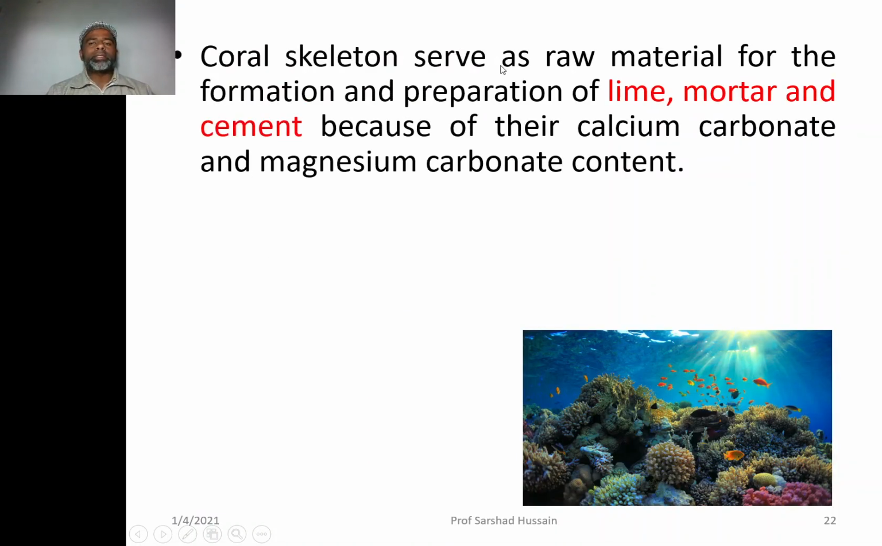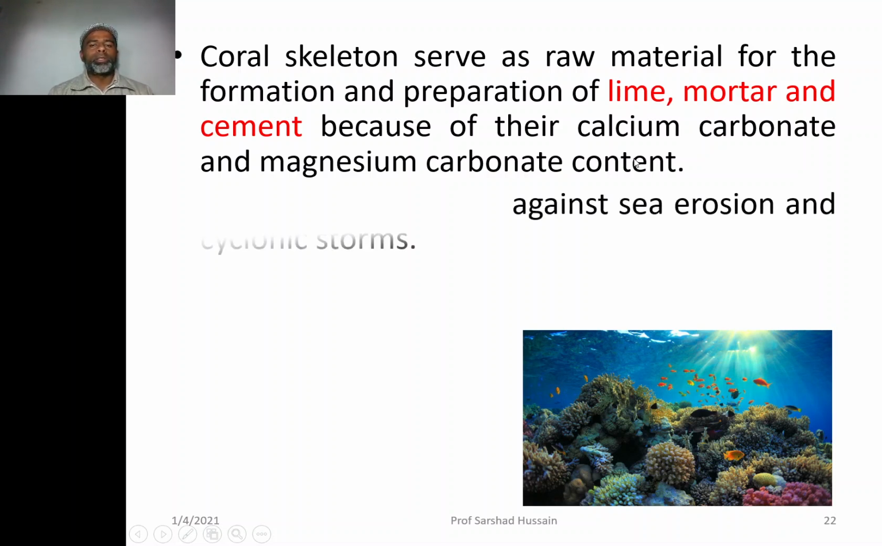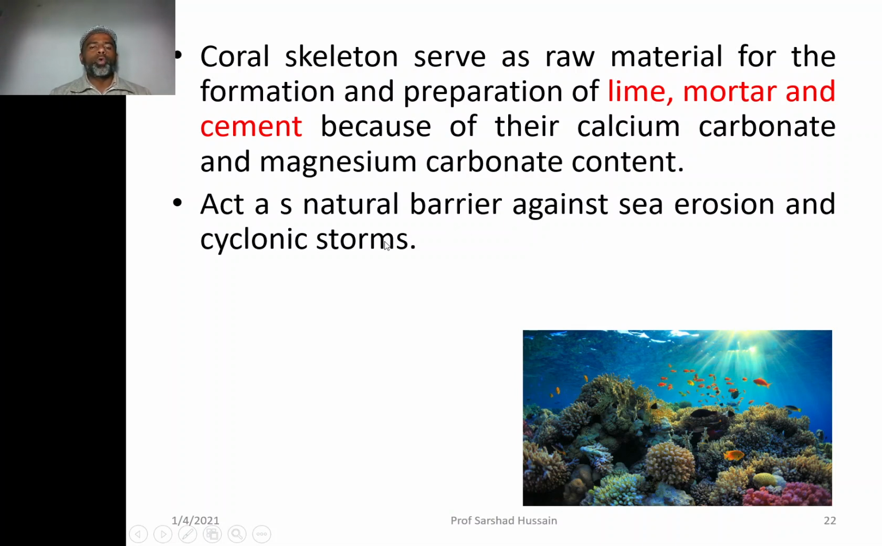Then, coral skeletons serve as a raw material for the preparation of lime, mortar, and cement because of their calcium carbonate and magnesium carbonate content. There is a huge deposition of calcium carbonate in the corals, so they are the best source to get these items. They also act as a natural barrier against sea erosion because they always grow on the shore side of the island. So they thereby protect the soil from erosion on the mainland of the island or the mainland as well.